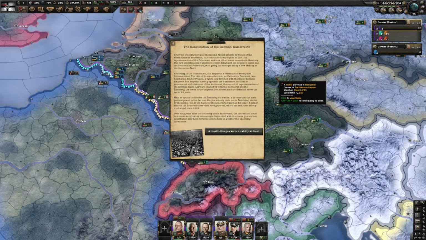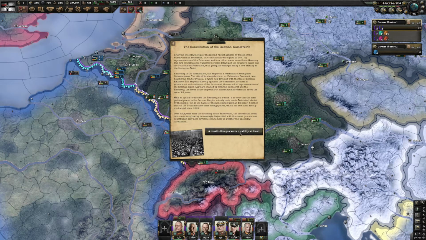With an option to dissolve the Reichstag on a whim, it is clear that the main political power in Germany actually rests not in the Reichstag, elected by the people, but in the hands of the non-elected German emperor. Another issue is the Prussian 3-class voting system, which has remained mostly unchanged since 1849. Over 60 years after the founding of the Kaiserreich, the liberals and social democrats are growing increasingly disgruntled with the status quo, and our constitution may need revision, and soon, to help us weather the upcoming turbulence.